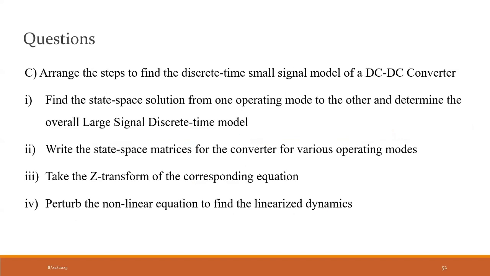Similarly, now to arrange the steps to find the discrete-time small signal model. What we did first, if you remember, is we wrote the state space model for the various operating modes, when the switch is on or switch is off. Then we found the state space solution from one operating mode to another, and then we determined the overall discrete-time large signal model. Then we perturbed that non-linear equation to find the linearized dynamics, and then we took the Z transform of that and from the corresponding equation found the transfer functions. So this is the order in which we have proceeded.